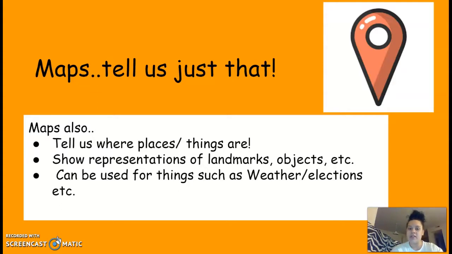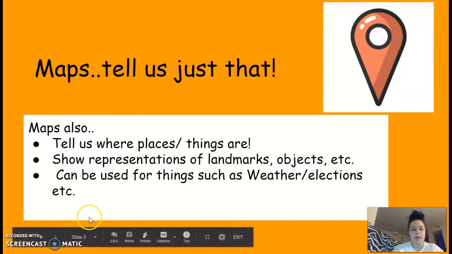They show representations of landmarks, objects, and other things, and they can also be used for things such as weather or elections. So have you guys ever seen, maybe if your parents have the news on the TV, the weatherman in front of that big map with all of the counties? Yeah, that's a map that they use for weather. And then for elections, we just had an election, didn't we? I don't know if you guys have seen the election map, but those are used for elections as well.